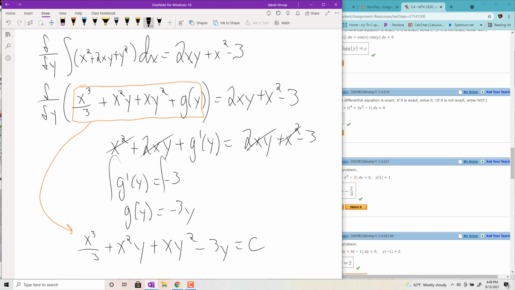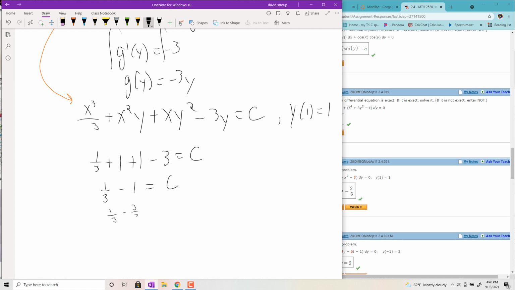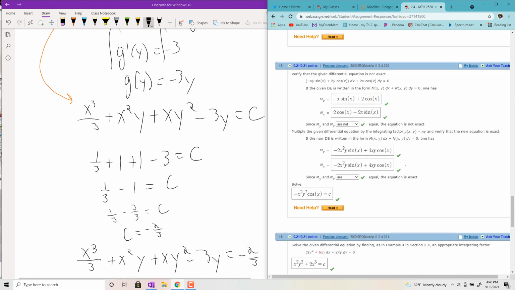Now we use the initial condition, y of 1 is 1, to solve for the constant. So you have 1/3 plus 1 minus 3 is c. 1 plus 1 minus 3 is minus 1, c. So 1/3 minus 3/3 equals c. So c is negative 2/3. And so our particular solution, x cubed over 3 plus x squared y plus xy squared minus 3y equals negative 2/3. Okay, so be able to do those.